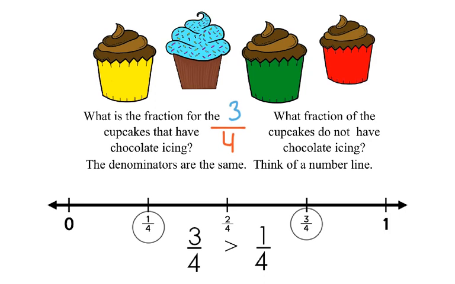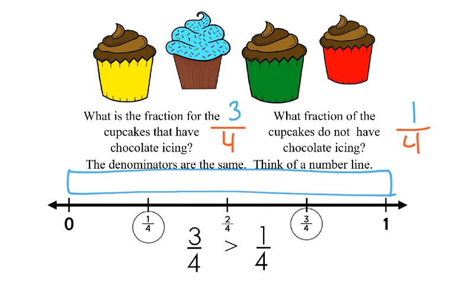Which fraction of the cupcakes do not have chocolate icing? Well, there is yet again 4 total, and 1 of them does not have chocolate. So I'm going to compare 3/4 to 1/4. So here's my number line here. Also want you to think about the picture. And we see 1/4 right here and 3/4 right here. Think in your head, would you rather have 3/4 or 1/4?